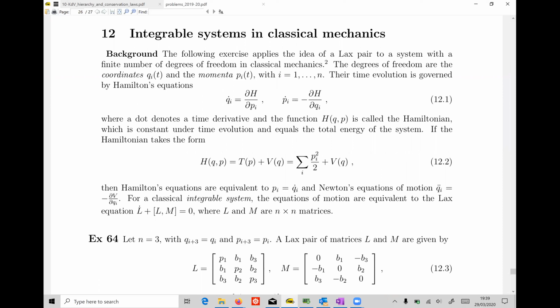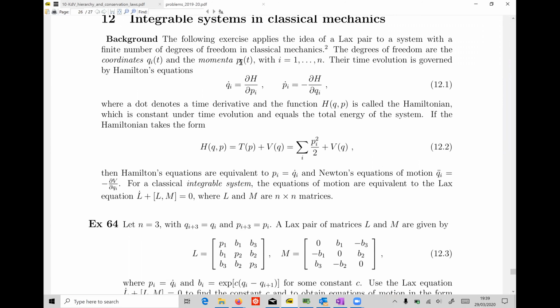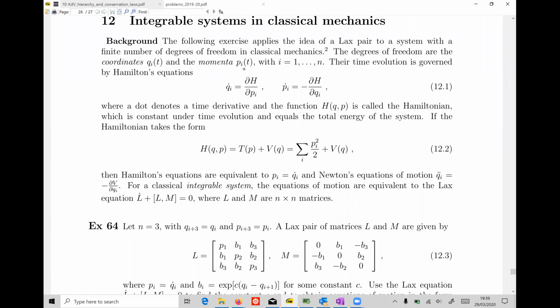So in particular, we could consider a system with a so-called finite number of degrees of freedom in classical mechanics. So the degrees of freedom would be some finite number of coordinates q_i, which are functions of time t, and the momenta p_i, which are also functions of t. And let's say there are n coordinates, then there are always n so-called conjugate momenta.